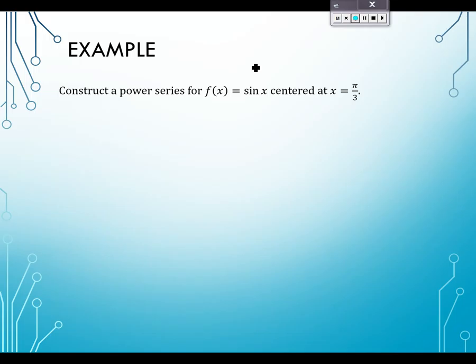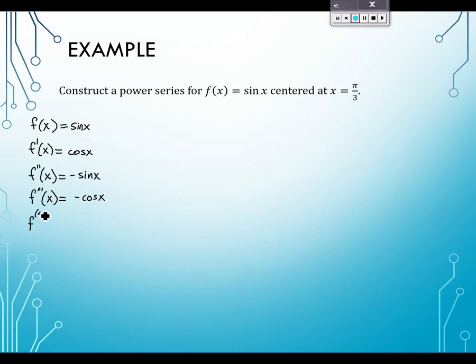I think we wrote this up yesterday, but we'll write it again just for reference. f of x is sine, so feel free to race ahead of me if you want. f prime is cosine. f double prime is negative sine. f triple prime is negative cosine. The fourth derivative is sine again, etc.